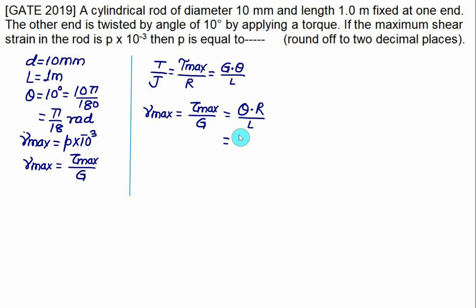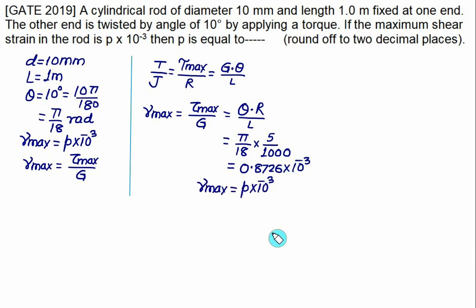That is equal to pi divided by 18 multiplied by radius R, which will be equal to 5 mm, and we have to take the length also in mm, that is divided by 1000. So this answer is close to 0.8726 into 10 to the power minus 3. And in the question he says that the maximum shear strain is P into 10 to the power minus 3. So we can compare these two results and we get the value of P close to 0.8726.